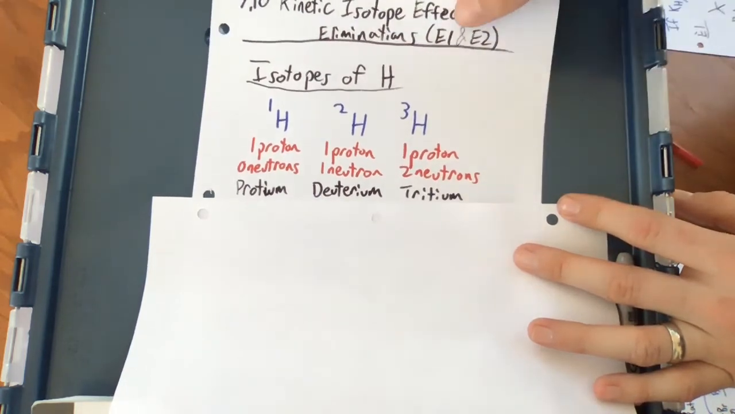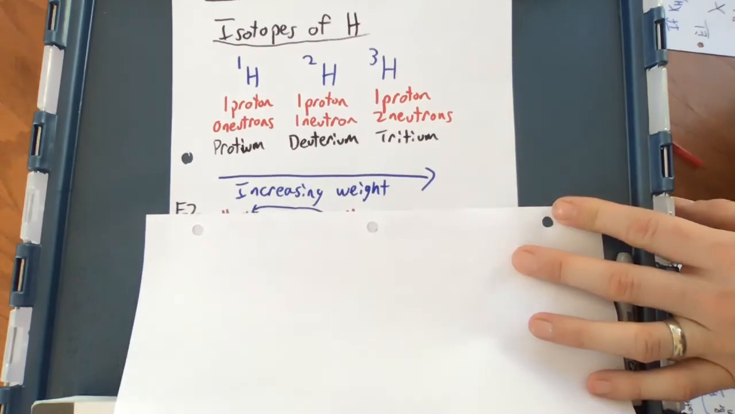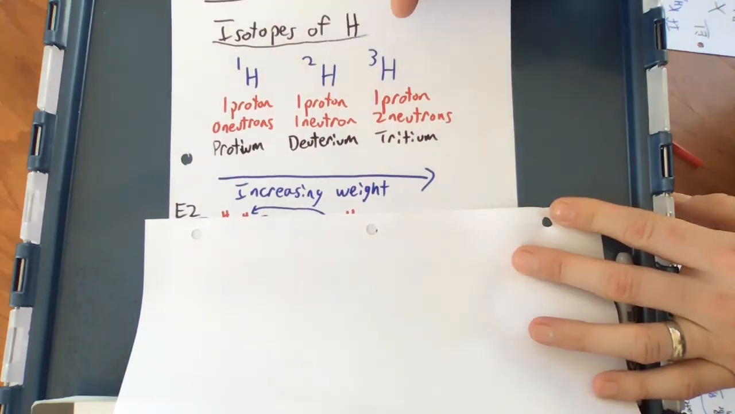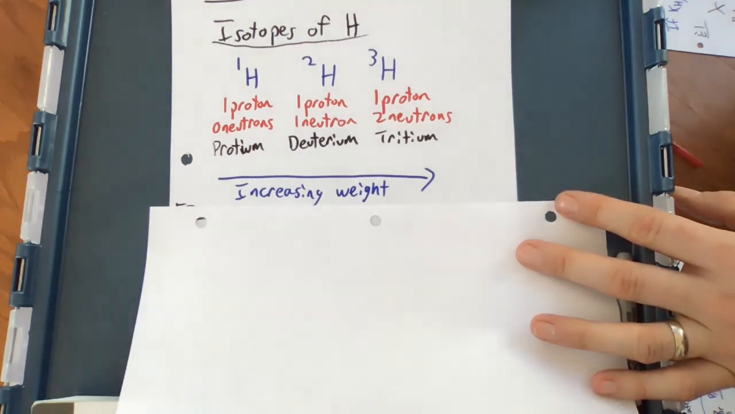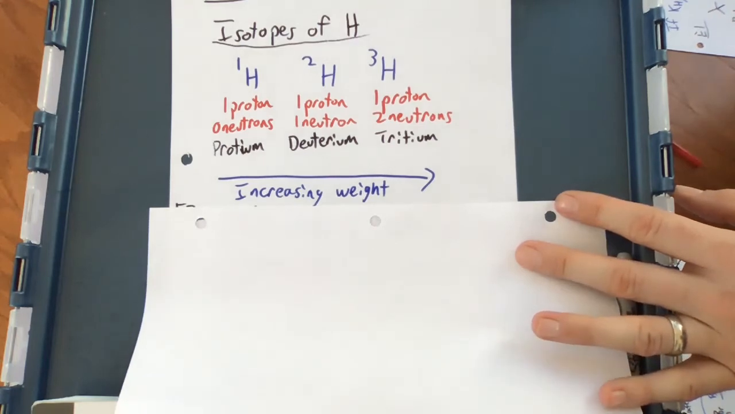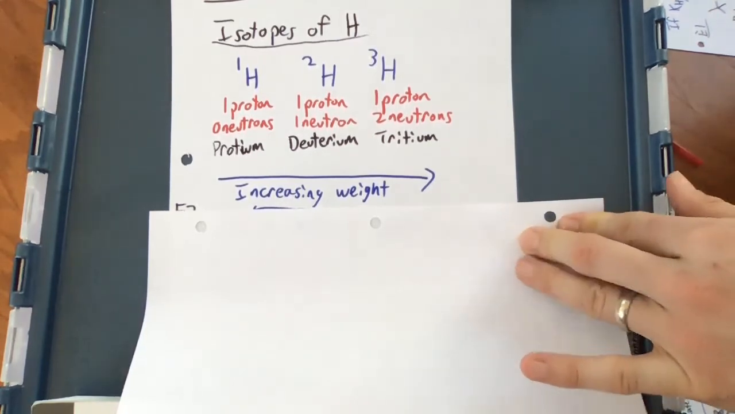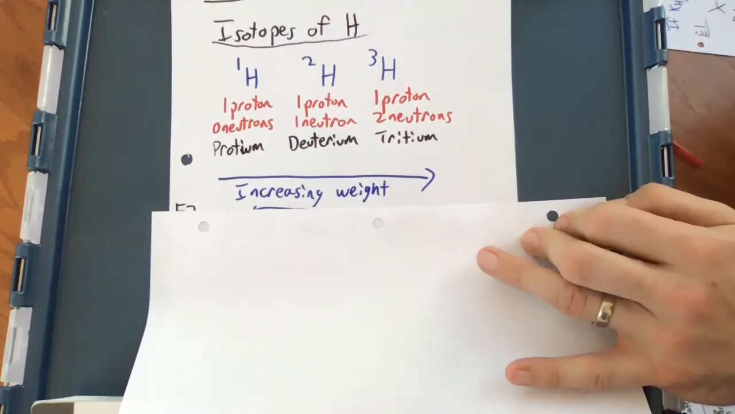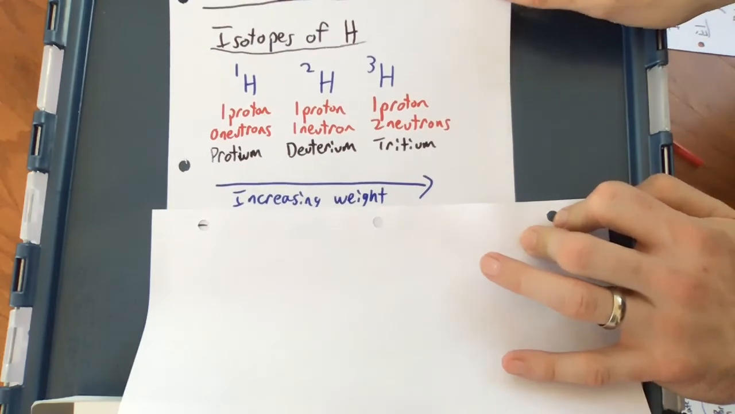And what's really cool about these 3 isotopes is that the weight increases by 100% each time. This one weighs 1 atomic mass unit, this one weighs 2, and this one weighs 3. And so that means that some reactions are going to be much different based on their size, because carbon deuterium bonds are actually a lot stronger than carbon hydrogen bonds. And the same goes for tritium because they're much larger and can have better overlap. So let's take a look at how this affects both E2 and E1 reactions.